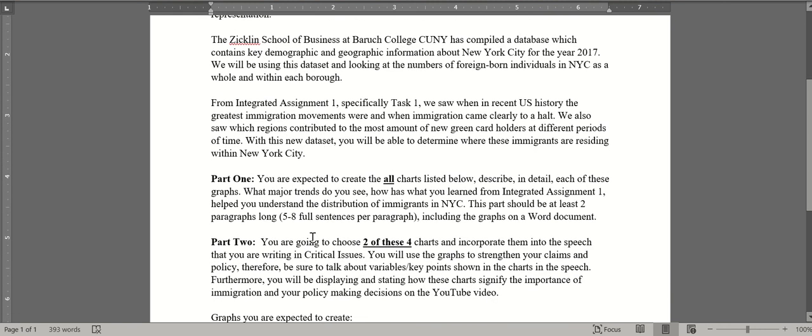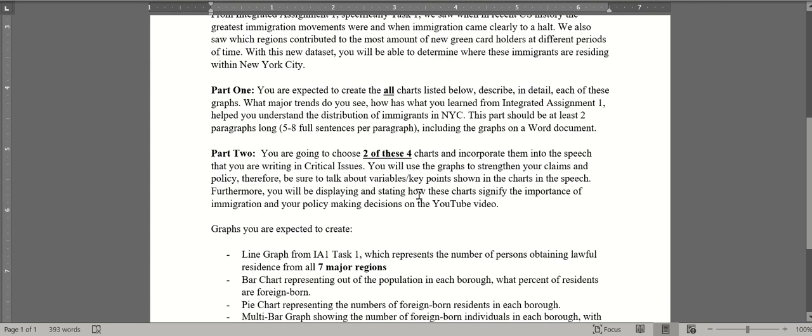And the second part is incorporating 2 out of those 4 charts into the speech and then into the YouTube video that you'll be creating.